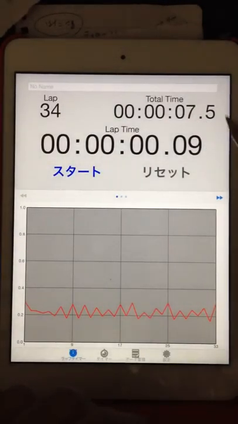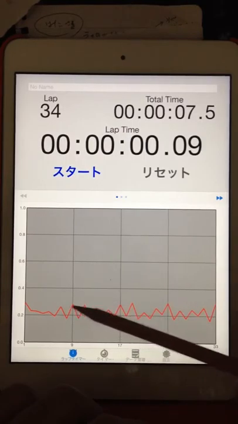Today, 7.5 seconds divided by 3, 4 laps. Multiply 2 = 4.44 seconds for 1 beat front and back.